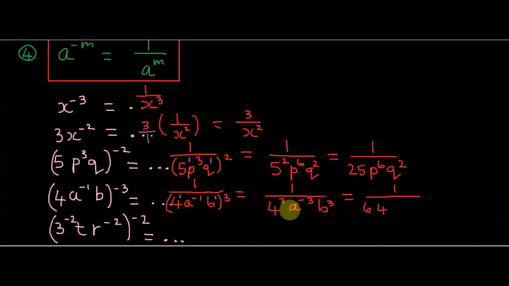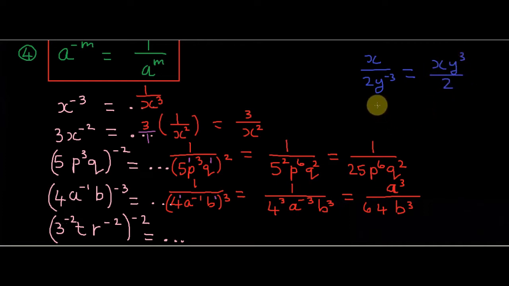The a still has a negative power, so we can actually take it to the top and the power becomes positive. And then of course we have b cubed left. So really, just to show you, if you have, let's say, x over 2y to the negative 3, the y is in the denominator and it has a negative power, so I can take it to the top and the power becomes positive, and we still have the 2 left.